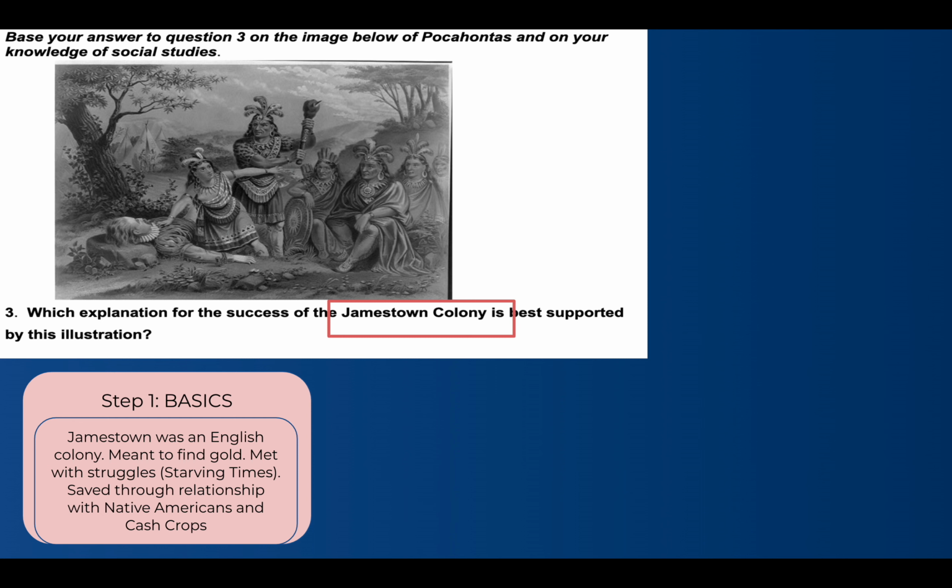We know about them looking for gold. We know about the starving times. We know about their up and down relationship with Native Americans. We know about them growing cash crops. So now we can move on.